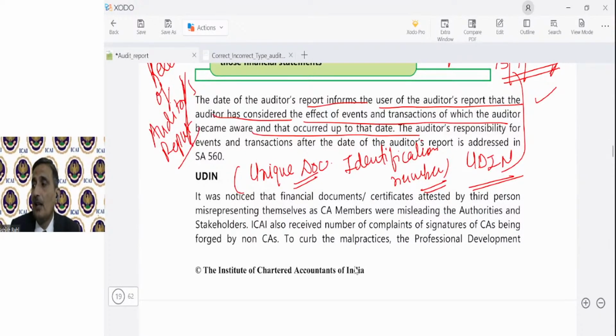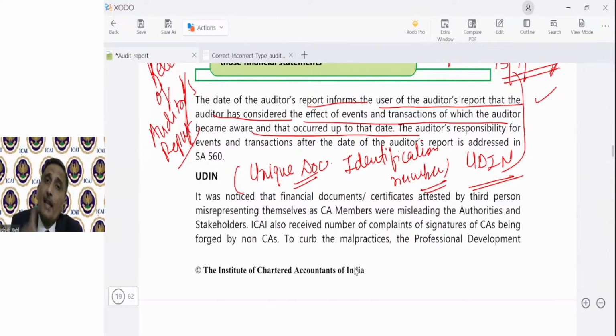Yes, Dinesh, it is different for each audit report. It is a unique number. The name itself states unique document identification number. It is different for each report. It is a system generated number, generated by a random algorithm. It is an alphanumeric number, and it has to be stated on the audit report. So it ensures the authenticity.